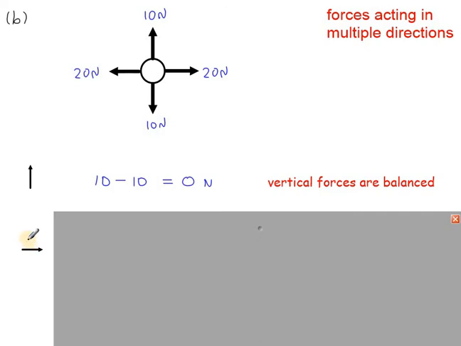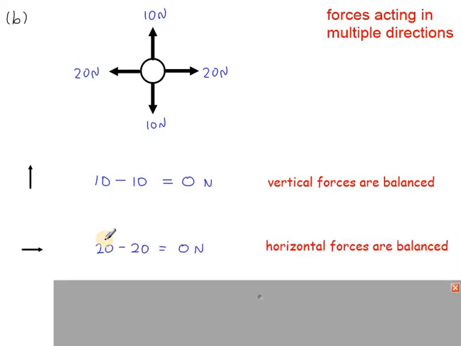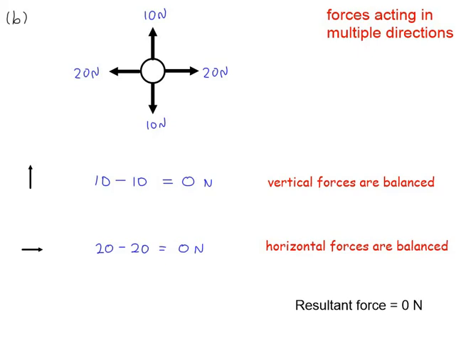So now horizontally, forces acting to the right are taken as positive, so I've got 20 newtons there. This one is acting to the left, so this is minus 20. Overall 0 newtons. The forces are balanced horizontally. The resultant force is 0 newtons. There is no overall force acting on the object.